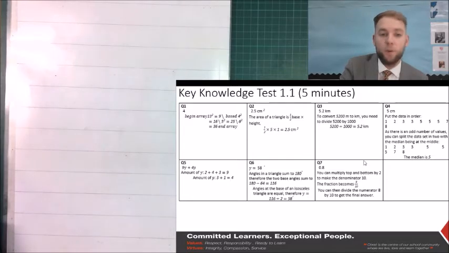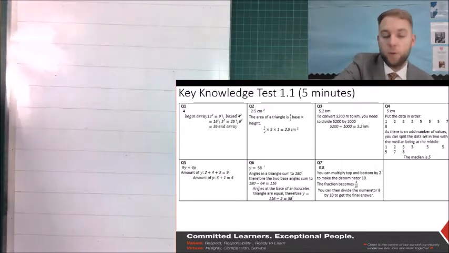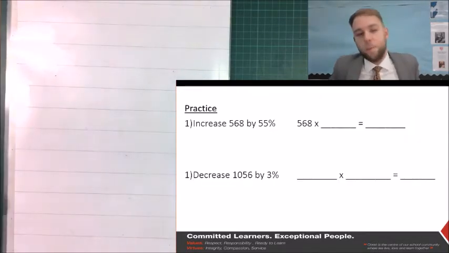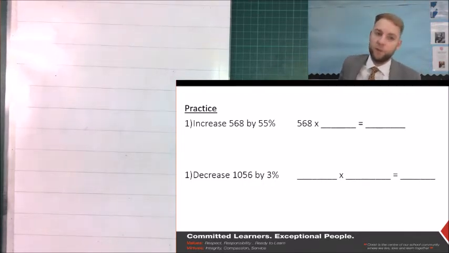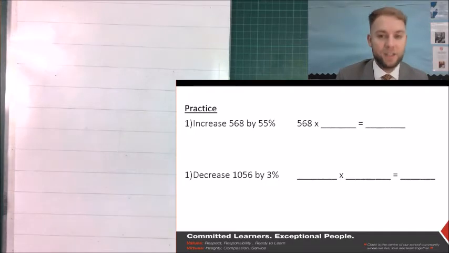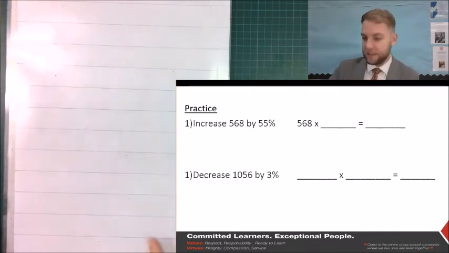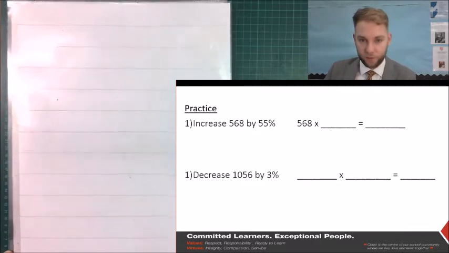So let's move on to our booklet page, our booklet questions. So turn the page over. Let's have a go at this one first. So today what we're going to be looking at is percentages. But we're going to be looking at a particular type of percentages, and that's using a multiplier. So let's have a look at these quite straightforward ones first.